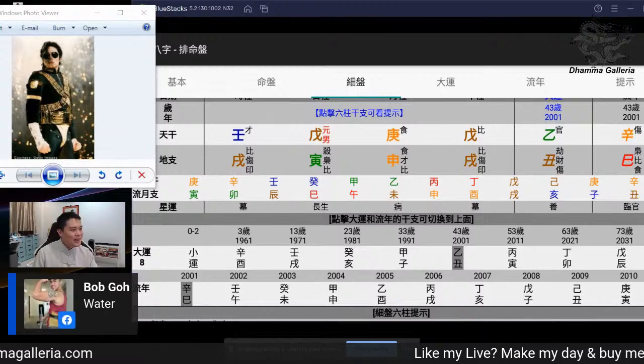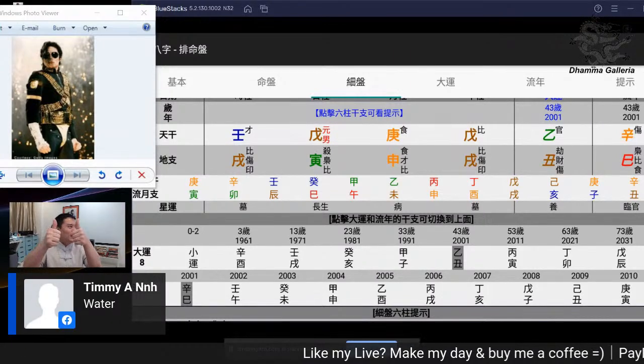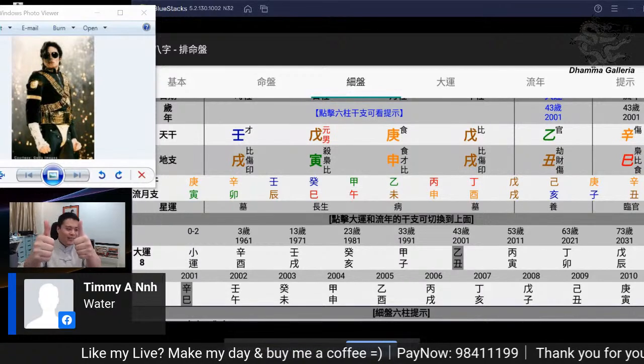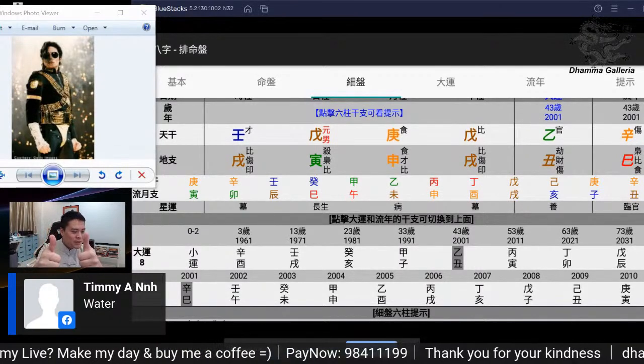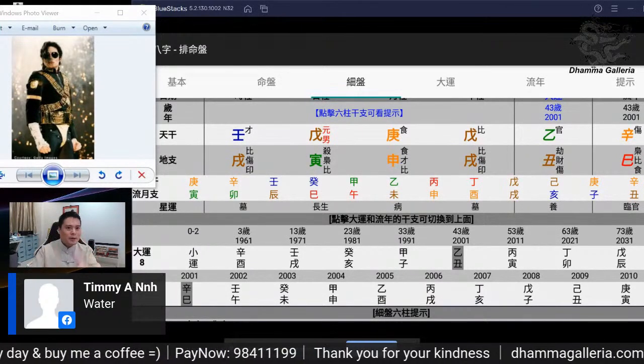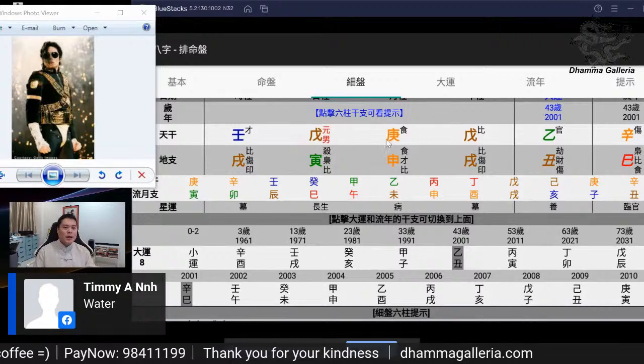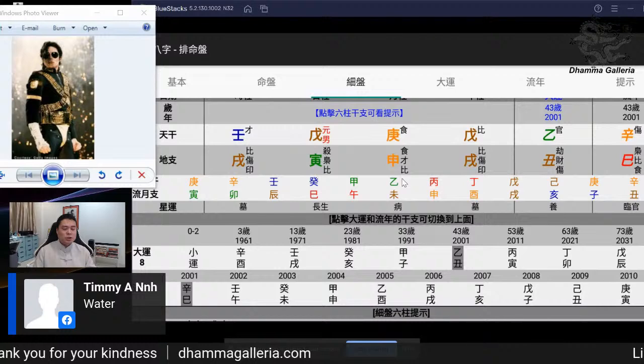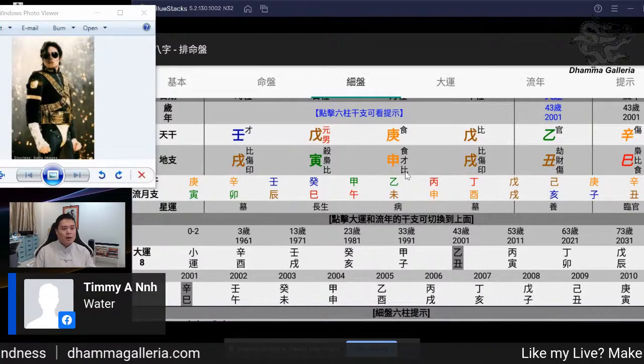Yes Timmy, very good. Bob and Timmy, both of you are able to understand this point. Give you a thumbs up, both of you. Because dancing is also water elemental energy. So from singing and dancing, he's able to achieve such great success in life, right?